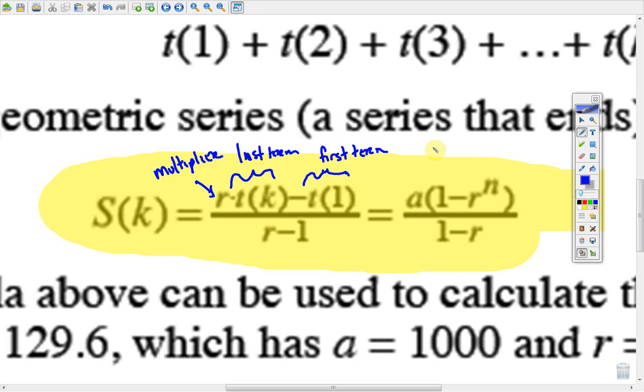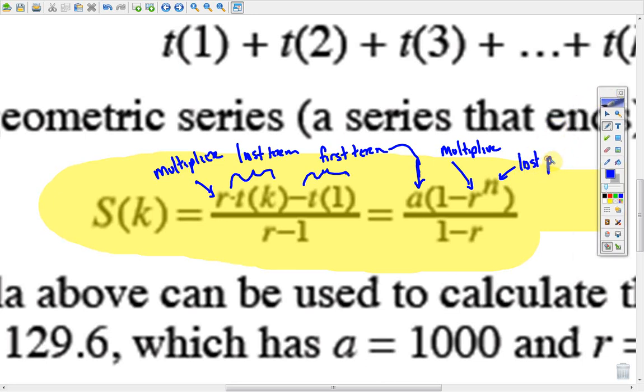That's also equivalent to another way: the first term a times 1 minus the multiplier raised to the last position over 1 minus r. Be careful with these. Notice that in this one it's r minus 1 and here it's 1 minus r. Just make sure you write those down properly.